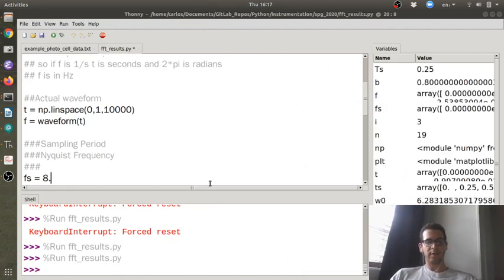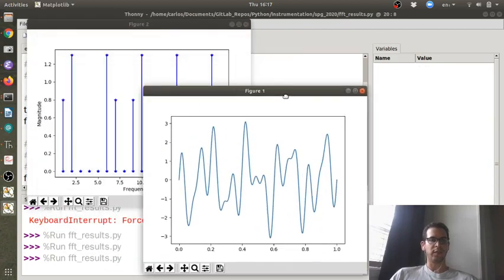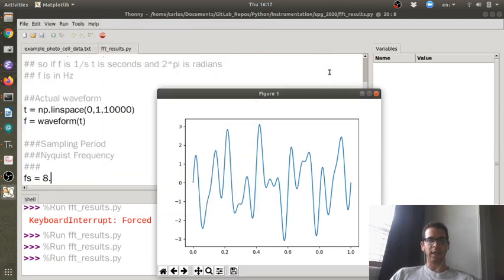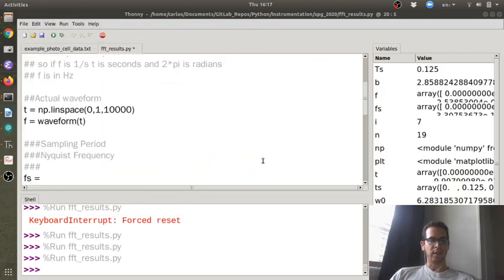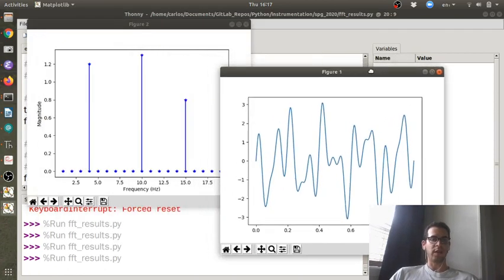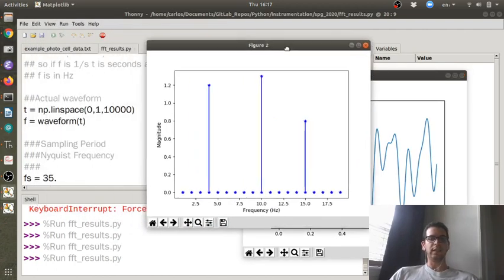Let's try 8 hertz. That's 2 times the first frequency. Let's see if we can at least get the frequency at 4 hertz. And so I didn't grab it. Here's 4 hertz, and I'm not grabbing it. I'm still running into aliasing issues. And so until I get up to 35, where I'm, so it's not 35. Yeah, it's 35. Until I get to 35, I'm going to run into aliasing and leaking issues.